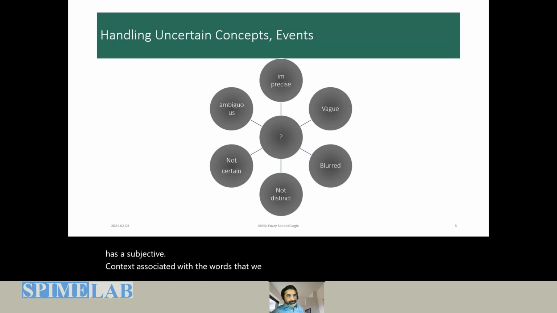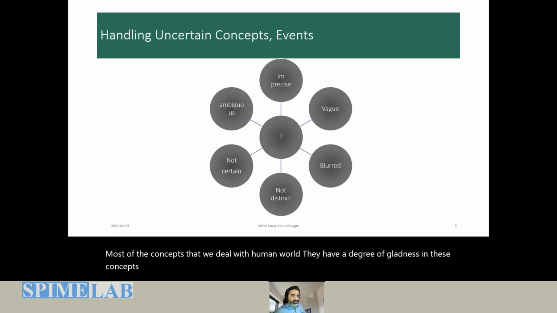That's why natural language is ambiguous sometimes and not distinctive, not certain. So most of the concepts that we deal with in the human world have a degree of blurredness in them. So since humans need to use machines, there should be a way that we can convey that vagueness to machines, a computational way.